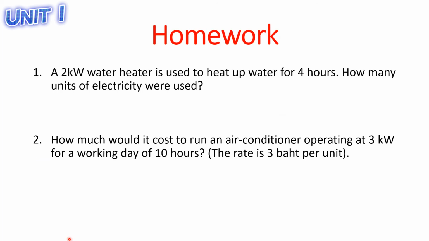So this is your homework M3. Only 2 problems. For number 1, you are asked how many units, meaning how many kilowatt hours of electricity were used if you use a 2 kilowatt water heater for 4 hours. Problem number 2, you are asked to compute how much it would cost to run an air conditioner operating at 3 kilowatts in a working day of 10 hours. Please take note that the rate is 3 baht per unit.